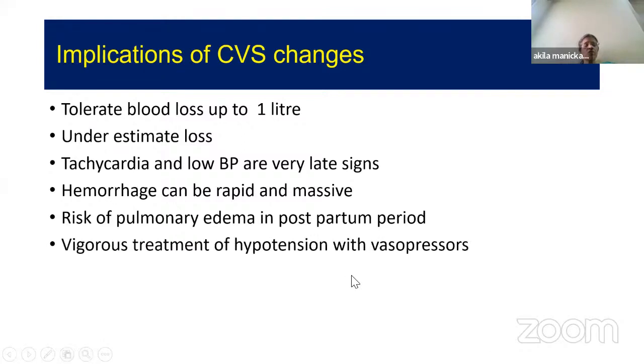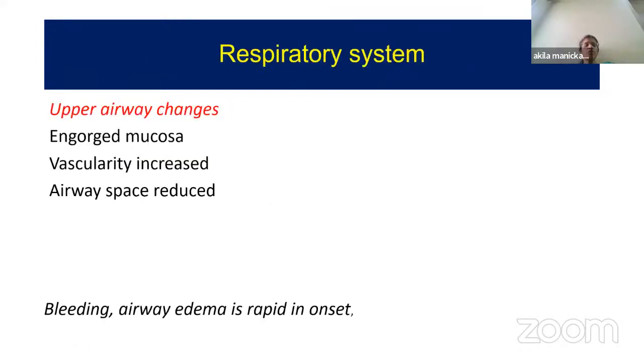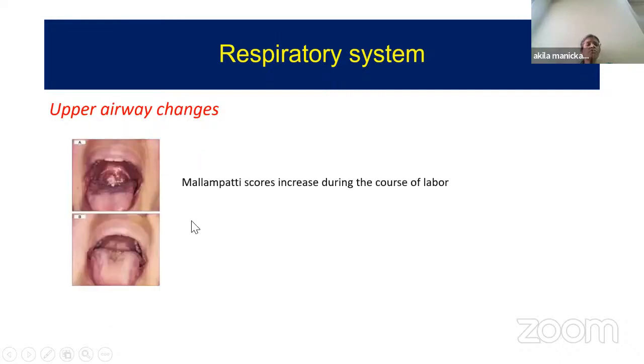Then there should be, as I told you, vigorous treatment of hypotension with your vasopressors. When we look at the respiratory system changes, because of the estrogen and because of the increased total body water, there is engorgement of the respiratory mucosa. Not only the respiratory mucosa, all the mucosa are going to be enlarged, and there is hypervascularity of the submucosal spaces. And because of the increase in the mucosa and the vascularity, what happens to the airway spaces? They often get reduced. And in addition to that, when they are going into labor, every time they strain, there is a Valsalva maneuver, and upper airway edema sets in.